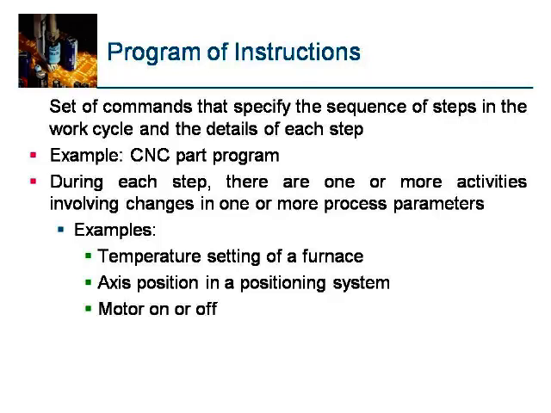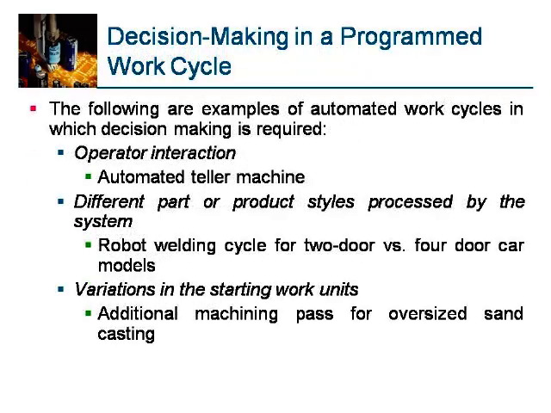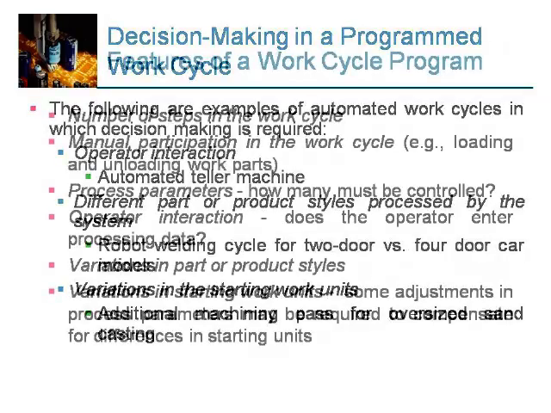Is there any decision making in a programmed work cycle? The following are examples of automated work cycles in which decision making is required: operator interactions, automated teller machines, different part or product styles processed by the system, robotic welding cycle for 2-door or 4-door car models, variations in the work unit, additional machining pass for oversized sand casting.